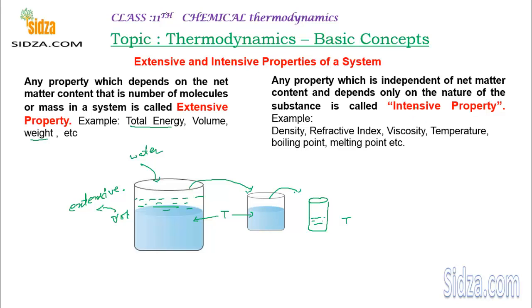And a property like the viscosity of water will be the same whether you take a high quantity or a low quantity. It doesn't change with the amount. The melting point of water is the same, isn't it? The melting point here will be the same. The boiling point will be the same in every case. So you can see the boiling point is a property which does not change with the amount, so this will be called an intensive property.